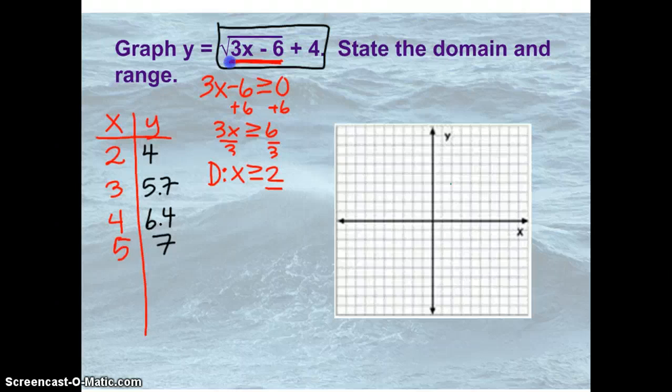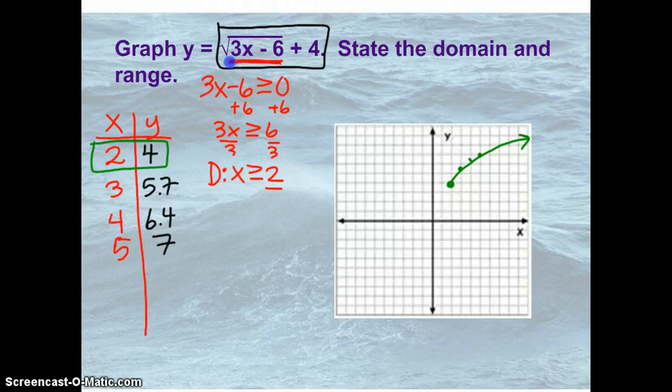Plotting points. Over 2 up 4. Over 3 up 5.7. Over 4 up 6.4. Over 5 up 7. And you'll find that that first initial ordered pair, that's your armpit. And the rest of them just stretch over that way.